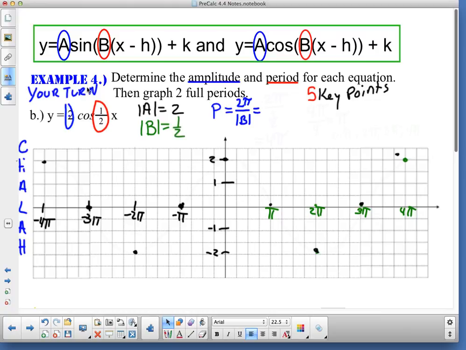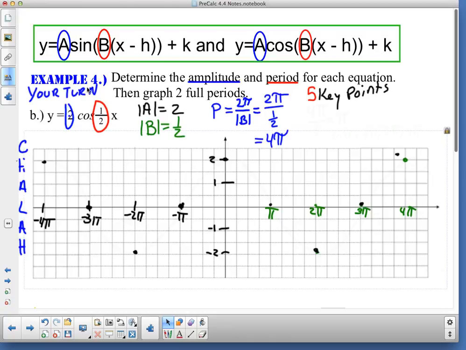My B is 1/2. Now from that B, I can find the period, and the period is 2 pi over B, which becomes 2 pi over 1/2. But remember, because of fractions, dividing by 1/2 is the same as multiplying by 2. So now it's 4 pi is my period length. Now I have to take that 4 pi and divide it by 4 to find my 5 key points. So 4 pi divided by 4 tells me that each one of my key points in my period is pi apart.